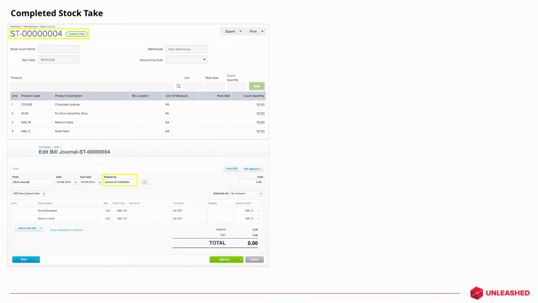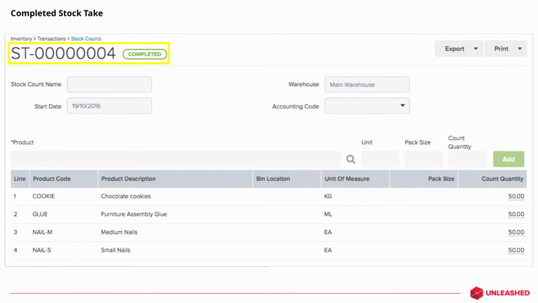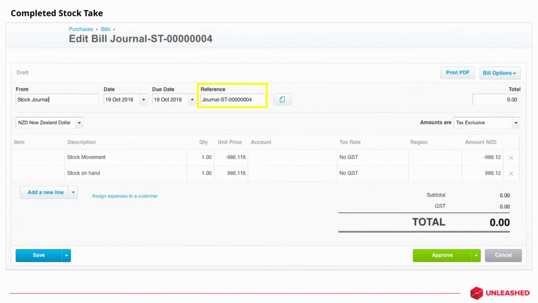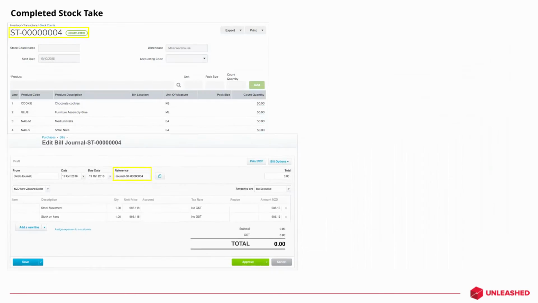A completed stock take in Unleashed will also send a draft journal to Xero. So here we have stock take 04 in Unleashed, and again, similarly with stock adjustments, please note that the value will need to be positive or negative to send a journal. If the value is 0, then no journal will be sent. Once it is sent to Xero, we can now see that we have a journal for stock take 04.